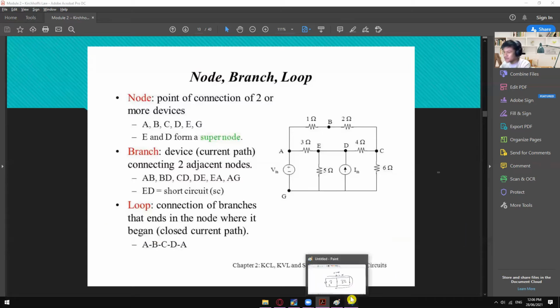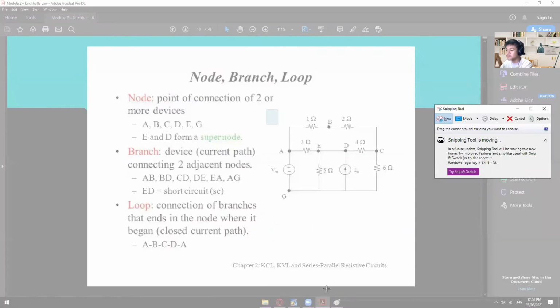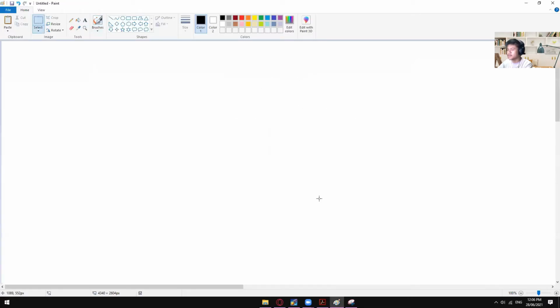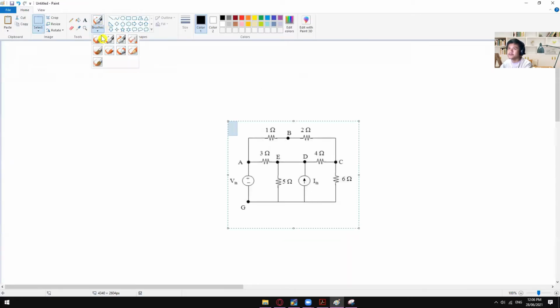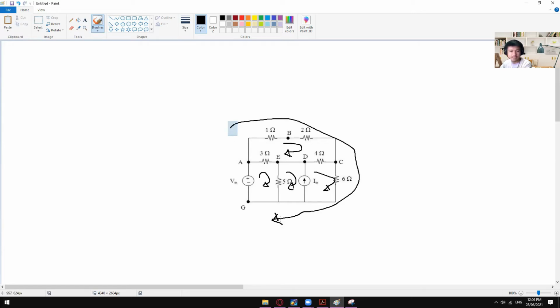Okay. So if you are going to take a look at this one, you can have a loop right here: first loop, second loop, third loop, fourth loop, and then a fifth loop on the outer side. That's why we have five loops.